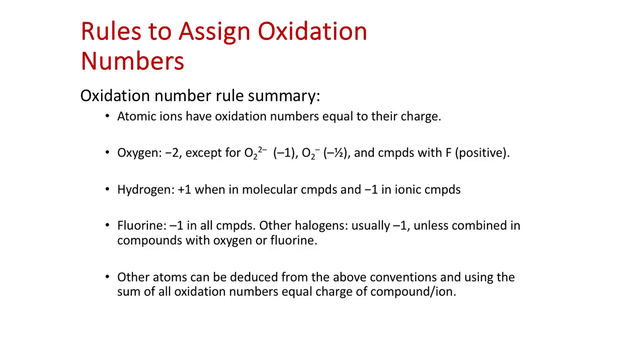Move back into chapter 4. Okay, so let's talk about how we have rules to assign. When I look at an atom in a molecule, what I want to be able to do is try to assign an oxidation number for the atom in the molecule.